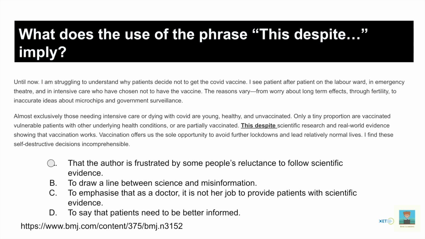And it is A. She's frustrated. You can hear her frustration. So these are young, healthy people. They shouldn't be in intensive care. They are there because they have chosen not to get the vaccine, according to her. They are not following the scientific evidence which is out there for them. She's not trying to draw a line between this misinformation that's available on the internet. She's not really saying it's nothing to do with her job or that patients need to be better informed. They might well be, but that's not what she's saying here. Here we get the frustration, her annoyance, her anger, and her hurt, maybe, that these people are choosing these things.